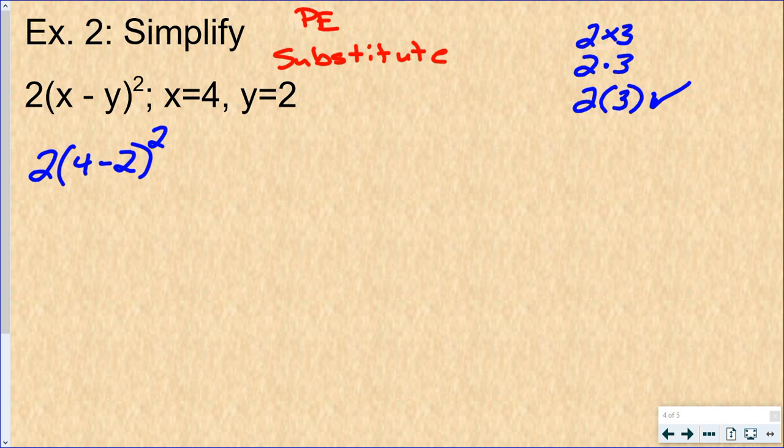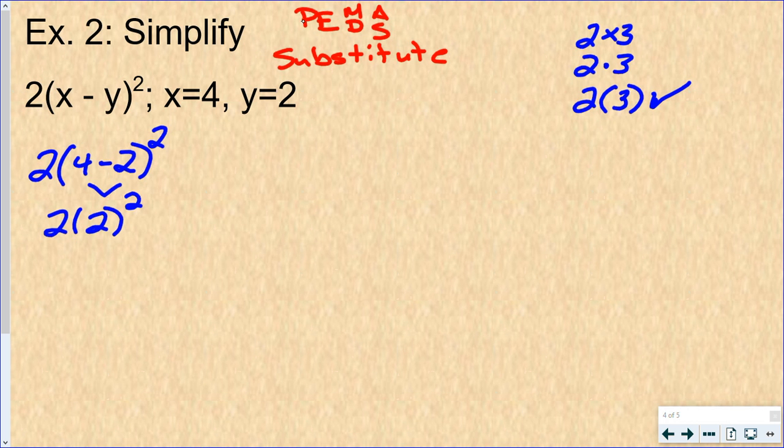PEMDAS, P-E-M-D-A-S. So taking our time, step by step. Are there parentheses? Yes, there are parentheses. So that's the first thing we're going to do, these parentheses. So I'm going to do the 4 minus 2. So 4 minus 2 is 2. And then I just carry all the rest of this down.